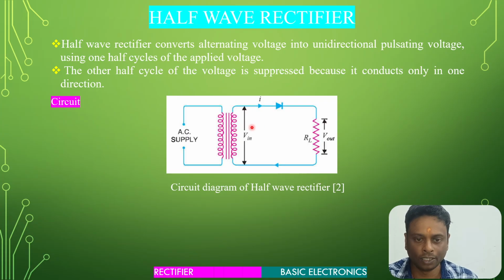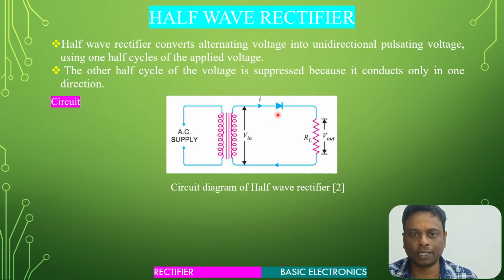You can see the output of the secondary winding is applied to a diode. There is a diode over here, and it is connected to the load resistor RL. We get the output across the load resistor RL. So this is our circuit diagram of a half wave rectifier. We have a transformer, and the output of the transformer is connected to the rectifier.